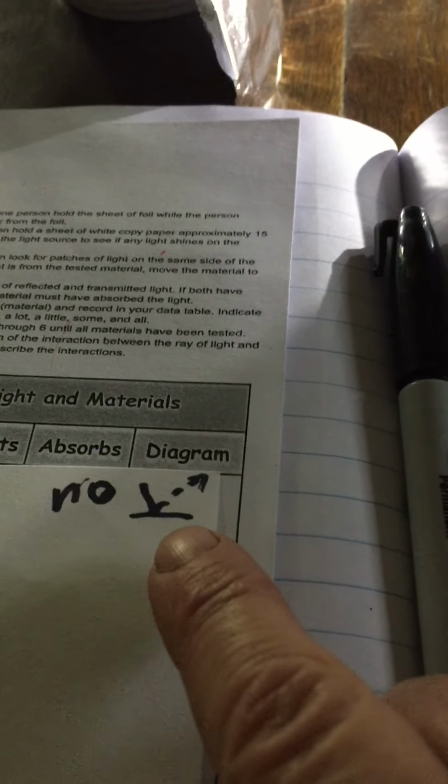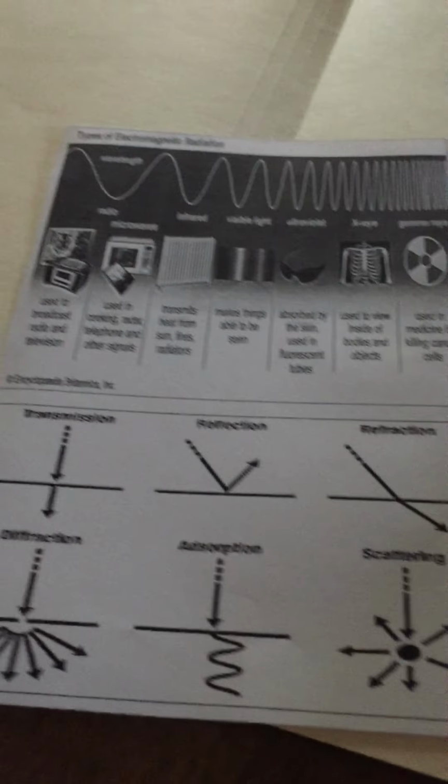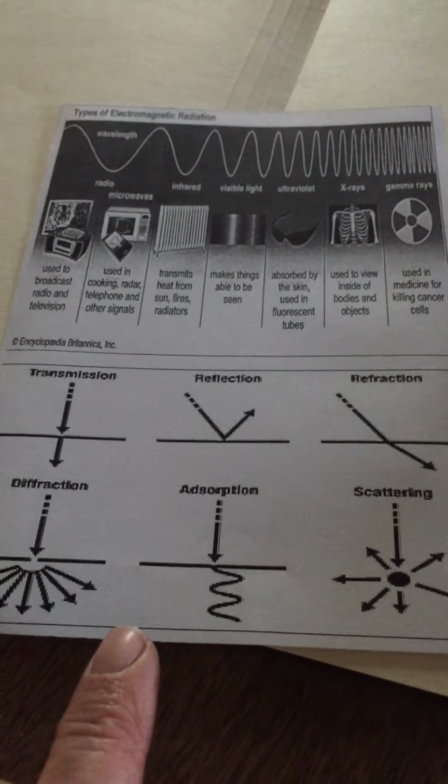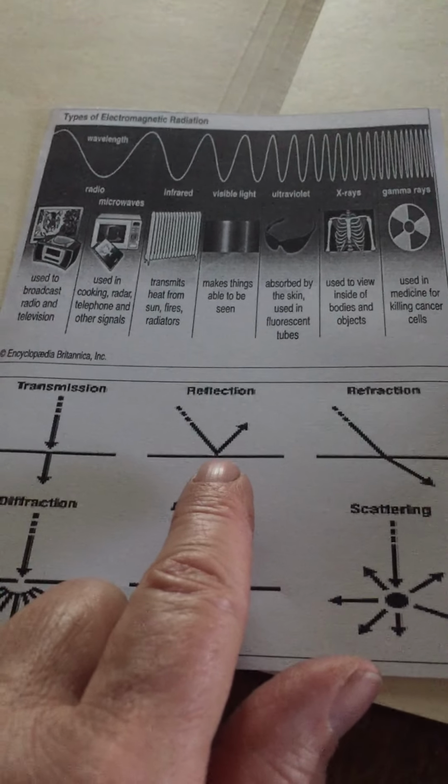Diagram, you're going to draw an arrow showing what happened. I refer you back to page 150 for second, fifth, and sixth hours, page 146 for third hour. So I just copied this one. It's reflecting. All right, that was the tinfoil.